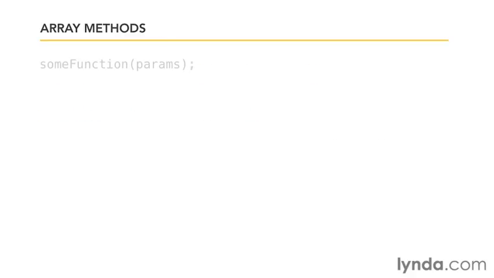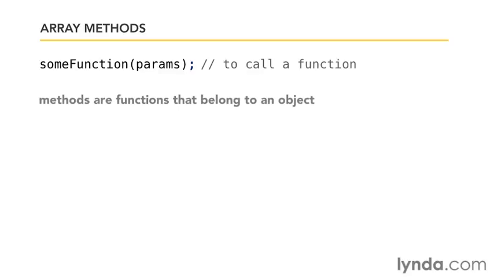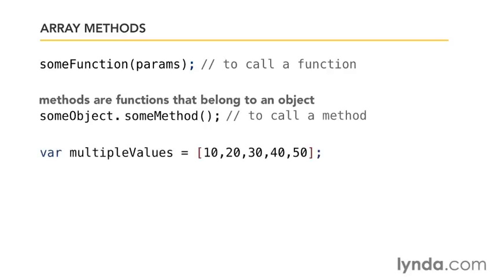Well, what does that mean? Well, we know how to call a function. We use the name of the function, we use the parentheses, and optionally pass in any parameters that function requires. Well, a method is a function that belongs to an object. So if we've created an array or created another kind of object, as we'll see shortly, we can use the name of that object, then a dot, then the name of the method to call a method.